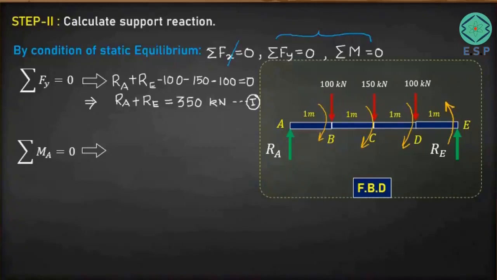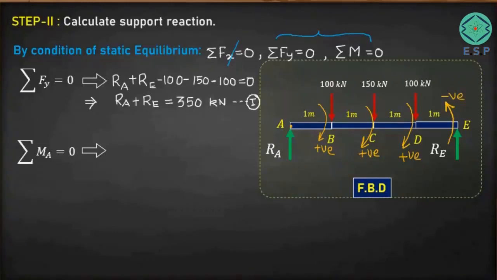So all clockwise moments we shall be taking positive. So this will be positive moment, the moment by 150 kilonewton will also be positive, and this will also be positive, while the moment caused by RE will be negative. And the moment by force RA will be 0 because it is acting at the same point A. So we'll write that down.